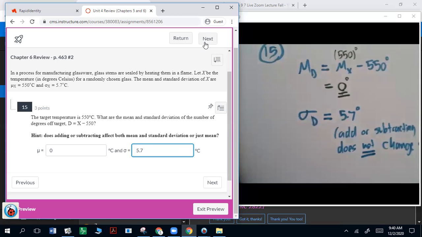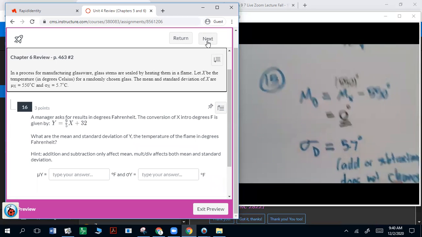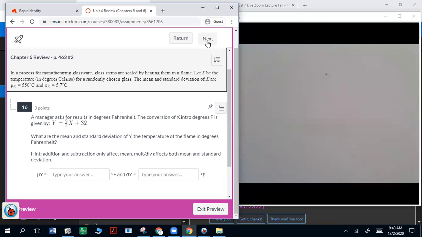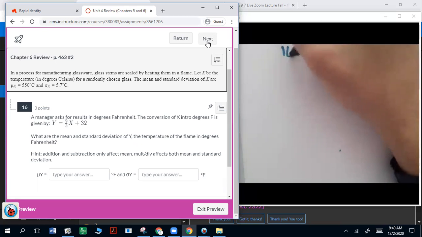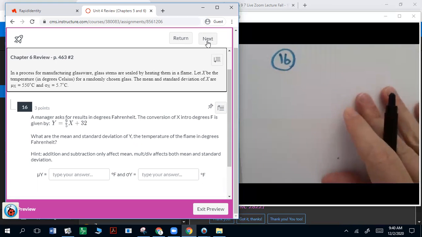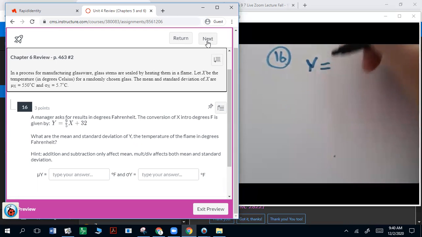So that gets us into our last question from this particular stem, which is a manager asks for results in degrees Fahrenheit. We're given degrees Celsius. We want to know degrees Fahrenheit. We know we were given a conversion. So the random variable Y is going to be the conversion from degrees Celsius to degrees Fahrenheit. So it's 9/5 X plus 32. What are the mean and standard deviation of Y, the temperature of the flame, in degrees Fahrenheit?